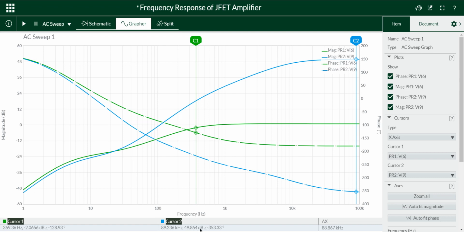49.864 dB is the maximum value. Take 3 dB down from this value, so it becomes 46.84. So move the cursor C2 so that you get the value as 46.84. If you observe at the bottom, the value of your magnitude keeps changing. We want 46.84. Go on moving the cursor till you get 46.84.